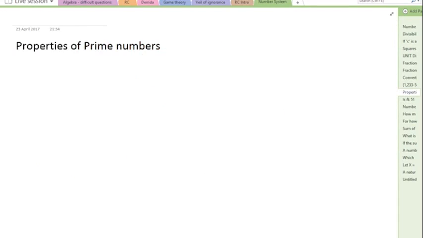Properties of prime numbers. There have been questions asked on prime numbers, so I want to spend a bit of time. There isn't a lot to know. Prime numbers are numbers which have only two factors. Not generally, always: 1 and the number itself. So 1 and p, that will be the prime number. The only even prime number is 2.